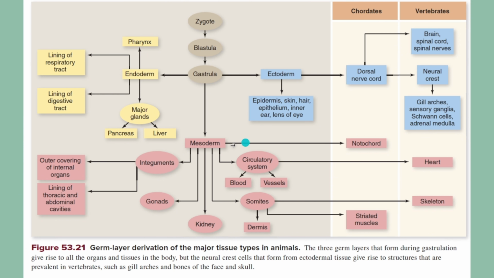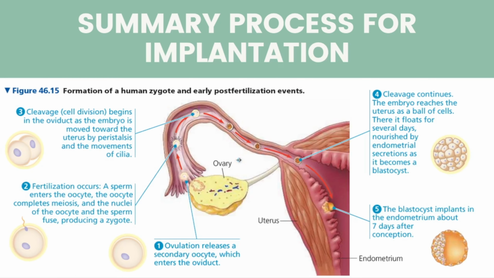So this is a process during gastrulation and organogenesis. This one is the overall process. Maybe you can know about this first. Later we will proceed with more detail about how this one is formed. First of all is the implantation. So this is just a summary of the implantation process.